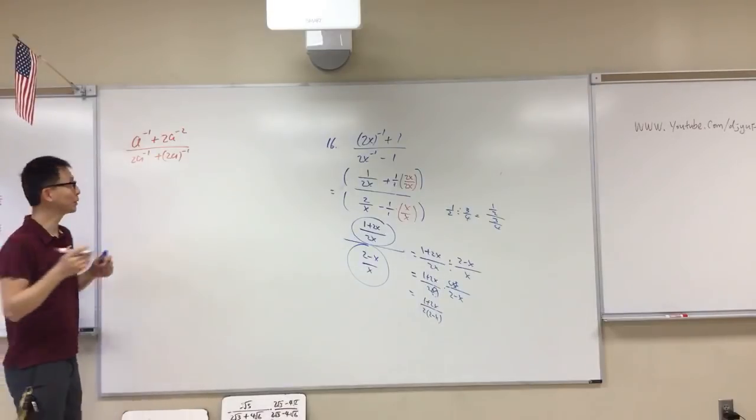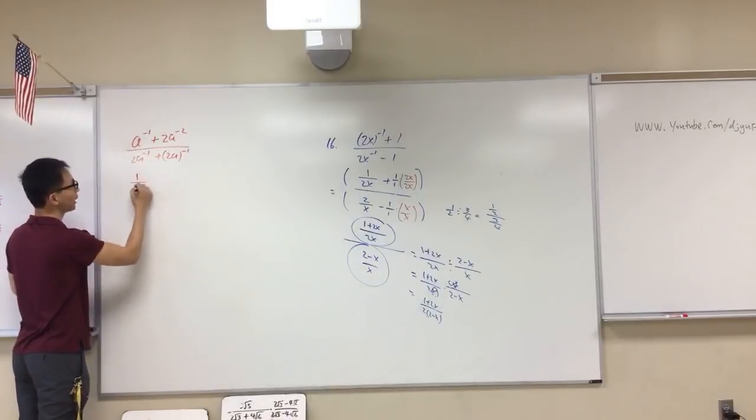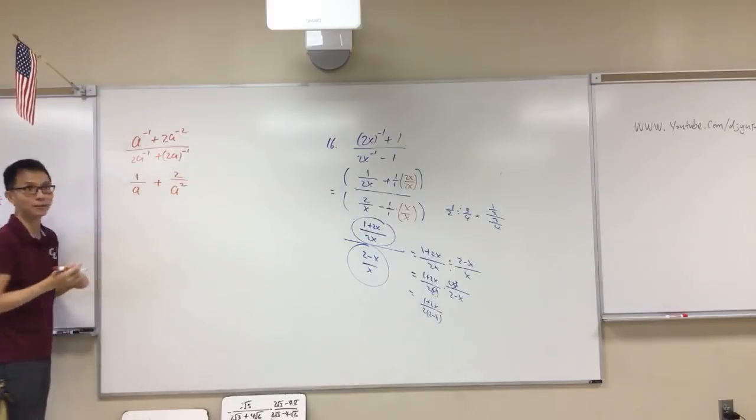Otherwise, here's the example. So that's gonna be 1 over A plus 2 over A squared. Does that make sense?